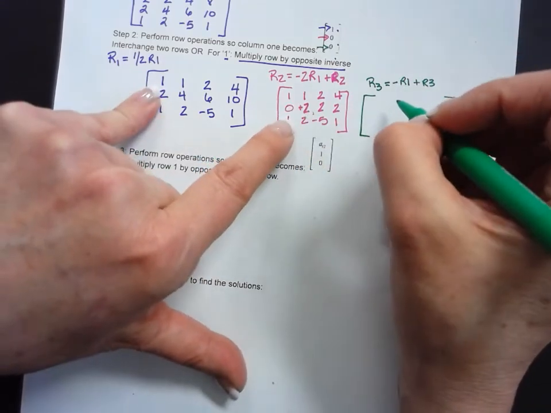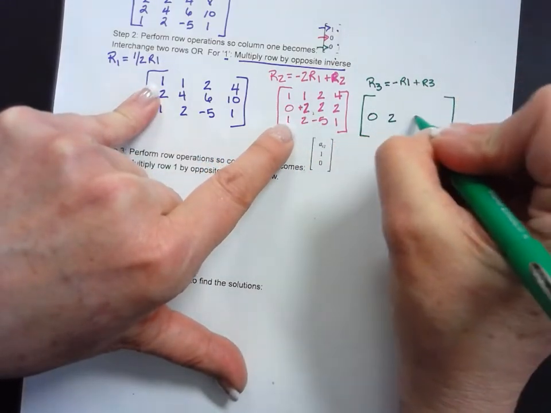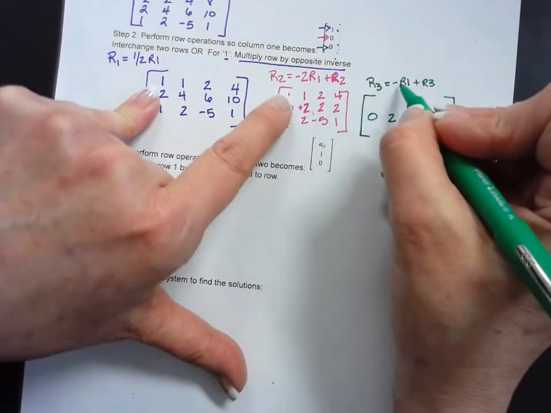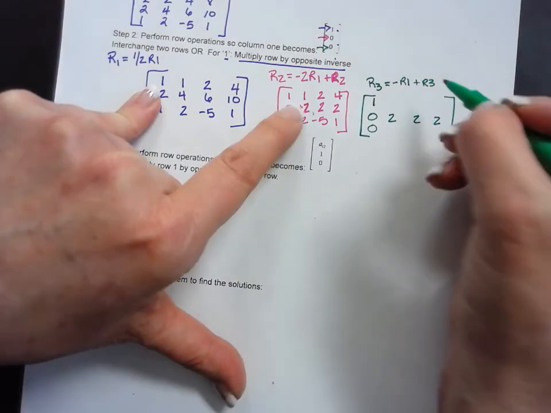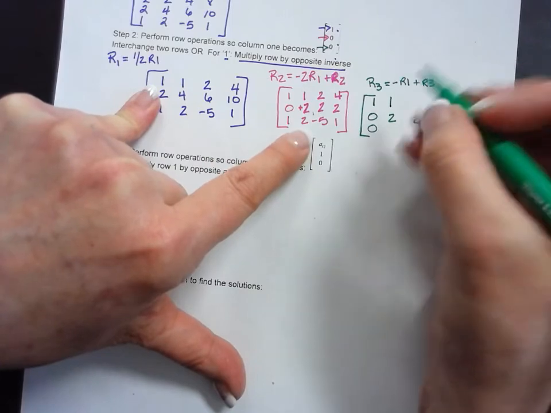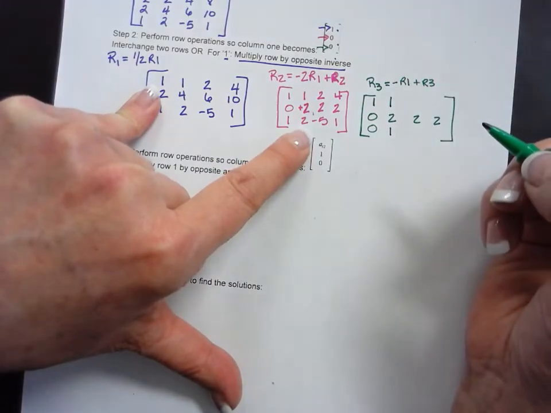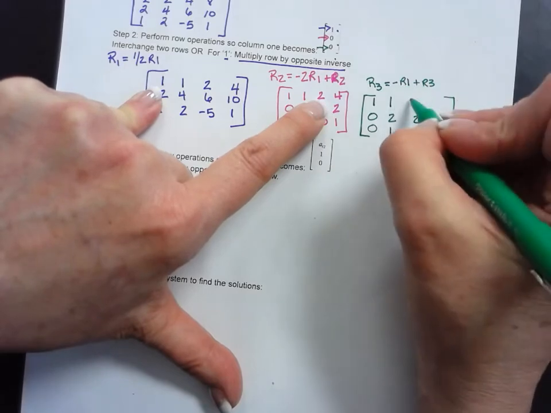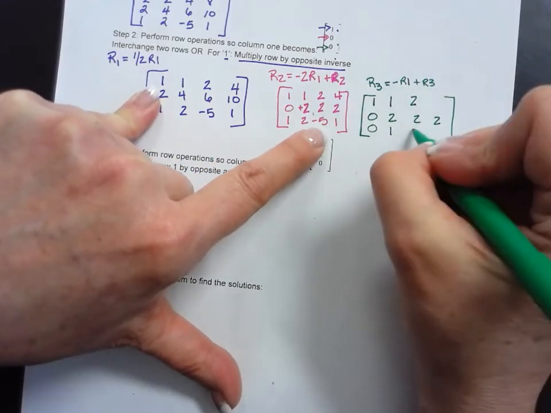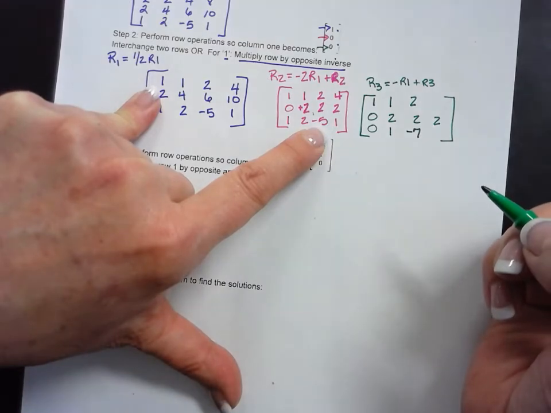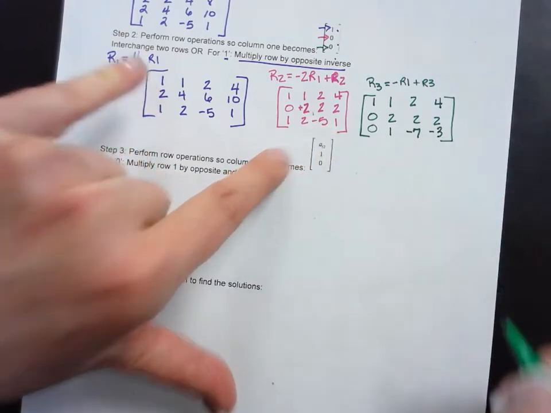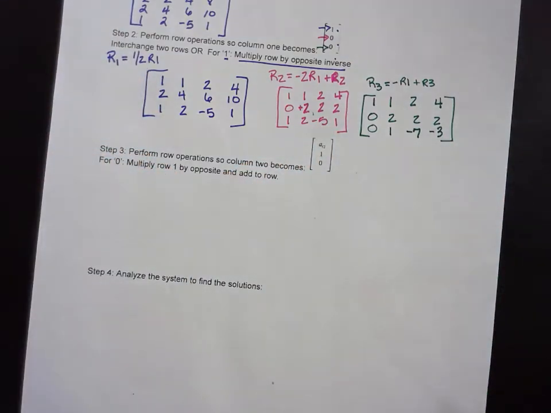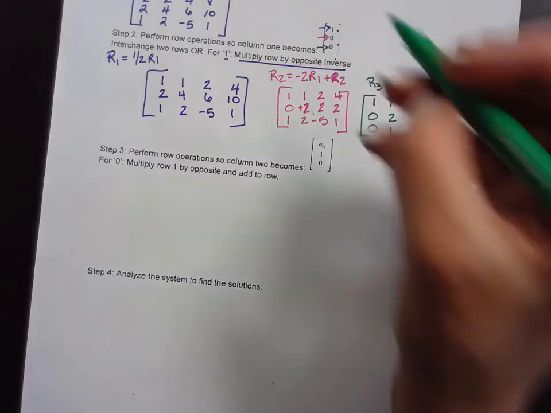Okay, so row 2 stays the same. So I'm going to have negative 1 plus 1 gives me 0. Yay. Negative 1 plus 2 gives me 1. Negative 2 plus negative 5 gives me negative 7. And negative 4 plus 1 gives me negative 3. Okay? So we got our first column done.